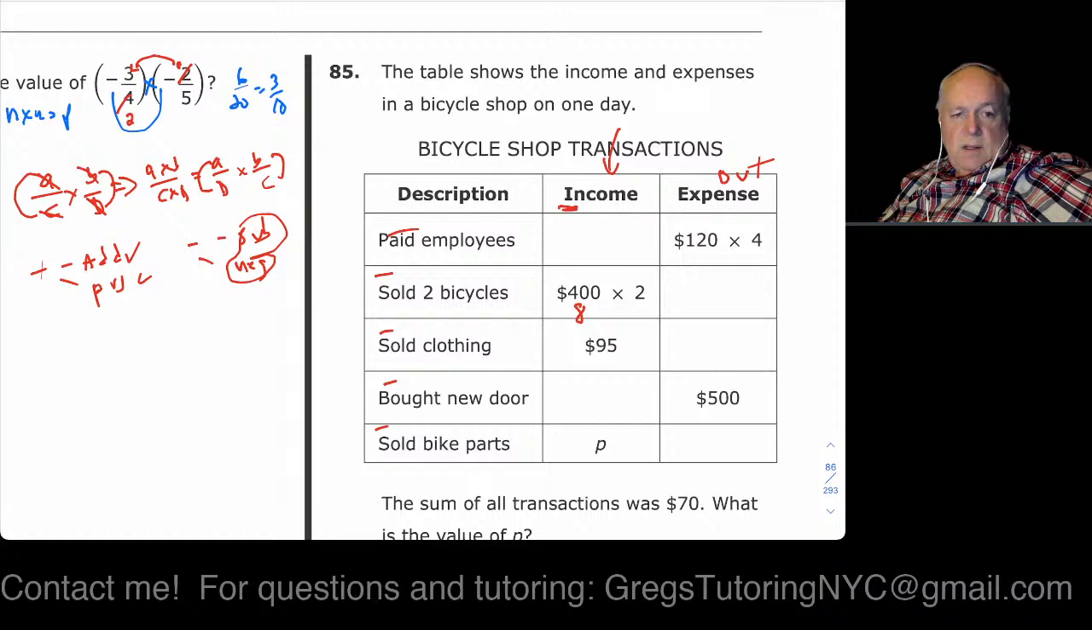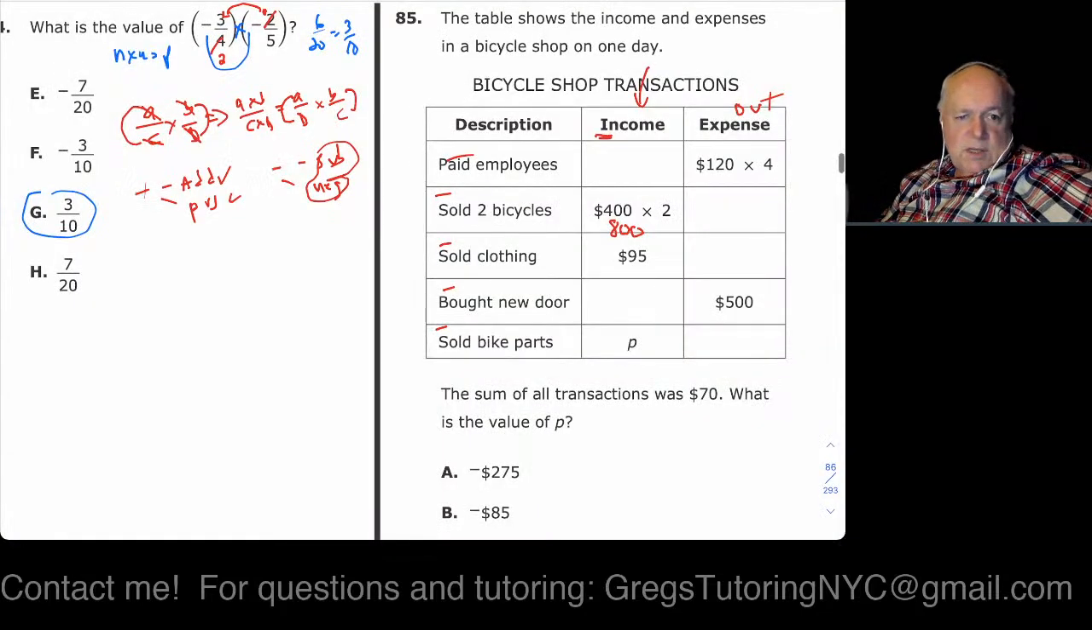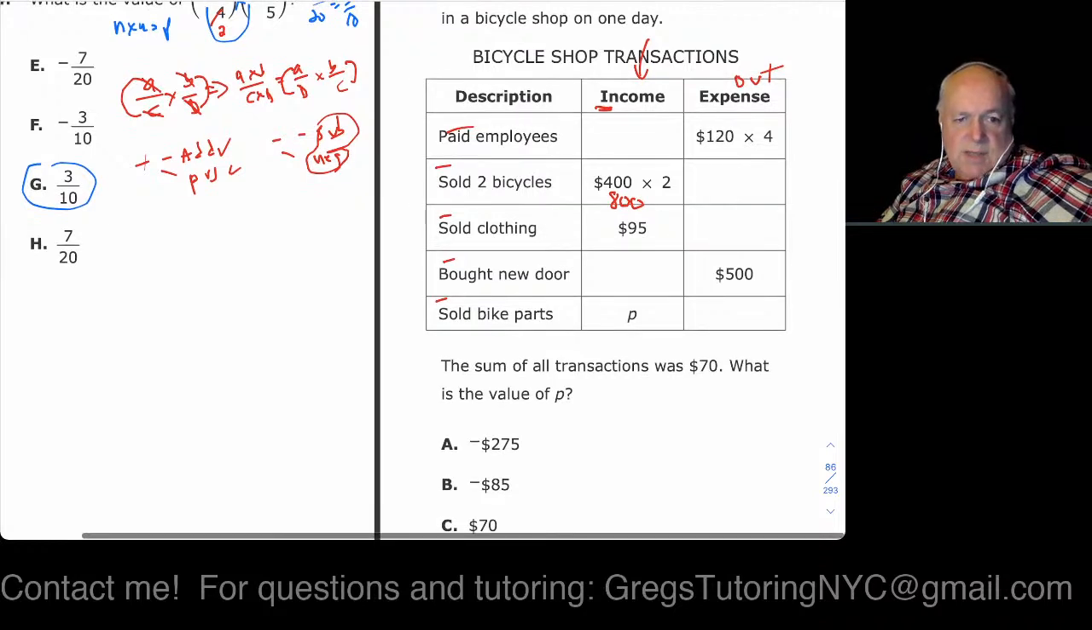Okay? They bought a new door, it cost them $900. All right? So with that in mind, let's see what's going on here. Let me try to shrink the slide more so we can get the answer choices showing at the same time. The sum of all the transactions, the sum was $70. What is the value of P?